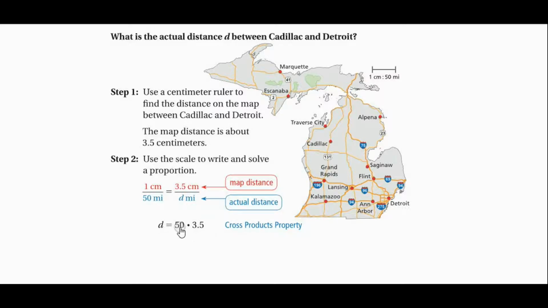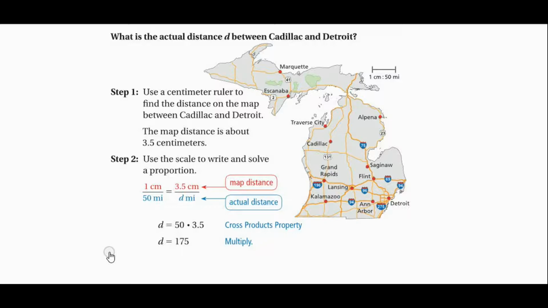So we're going to get, on this side, 3.5 centimeters times 50 miles. But we still have this 1 centimeter here, D miles times 1 centimeter, right? And so we're going to have to divide by that 1 centimeter. When we divide by that 1 centimeter, we had 3.5 centimeters over 1 centimeter. Those units are going to cancel.